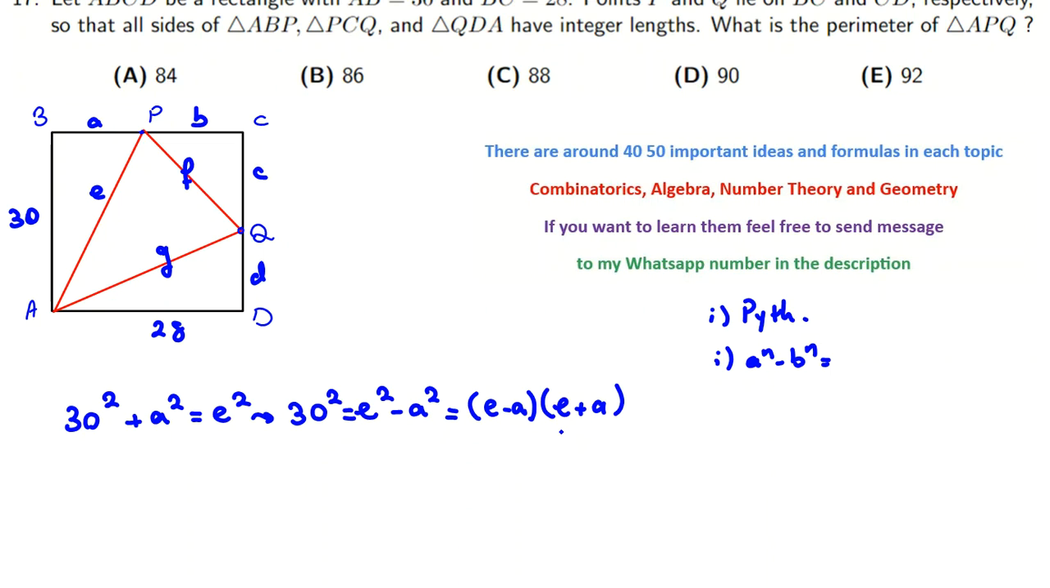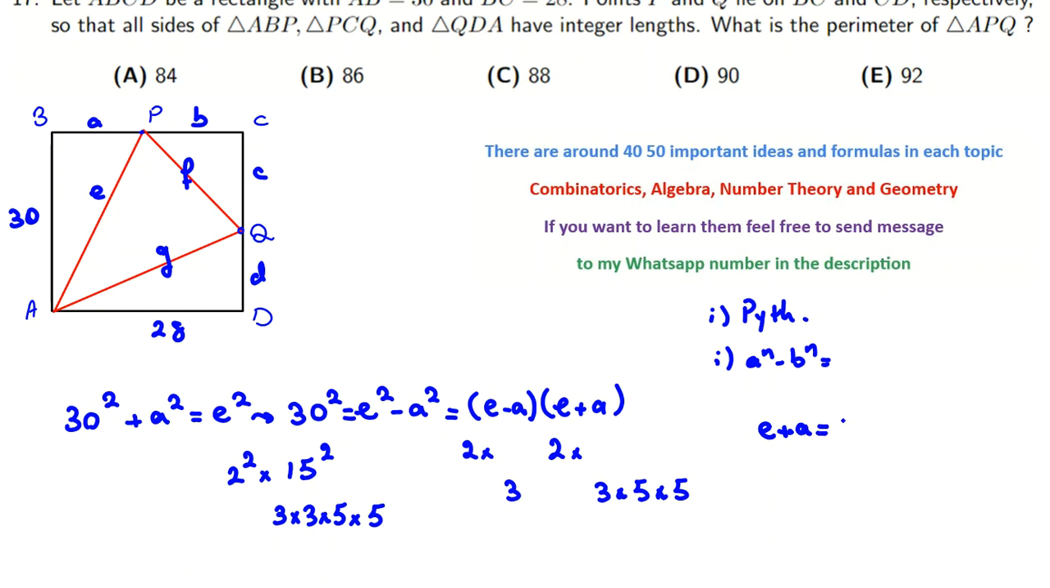Because both of them are even, each is 2 times something. 30 squared is 2 squared times 15 squared, and 15 squared is 3 times 3 times 5 times 5. Now we should consider the smaller one placed here. If we consider, for example, 3 here, it will be 3 times 5 times 5. We have a problem. Let me contradict one case, and then we can contradict the other cases quickly.